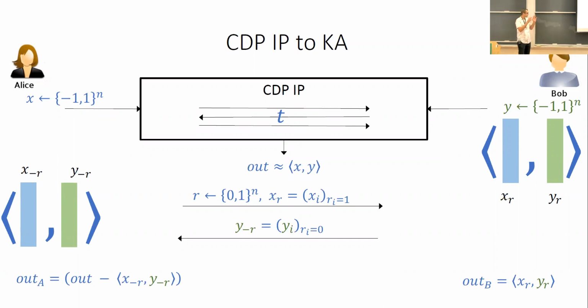Just to understand what is happening, suppose that this out is exactly the inner product of x and y. In that case, what Alice computes here, when out is just the inner product, is exactly equal to out_B, just by the linearity of the inner product.